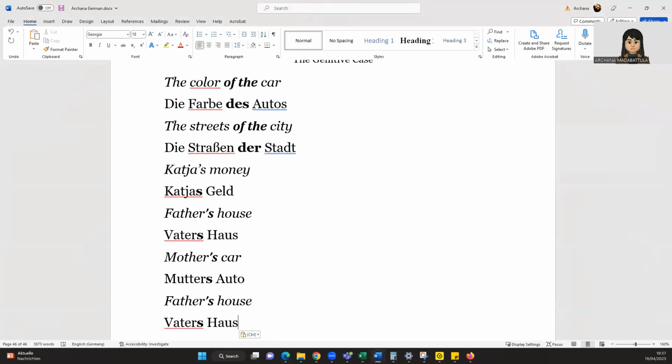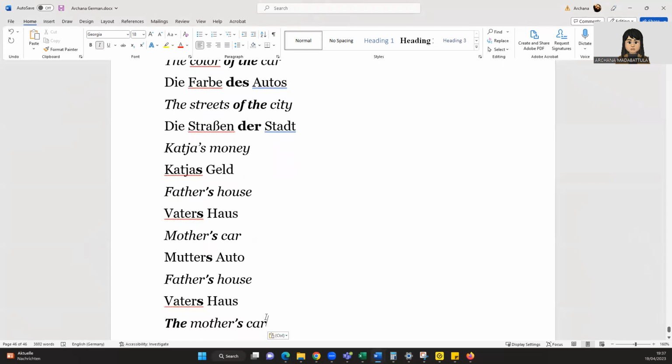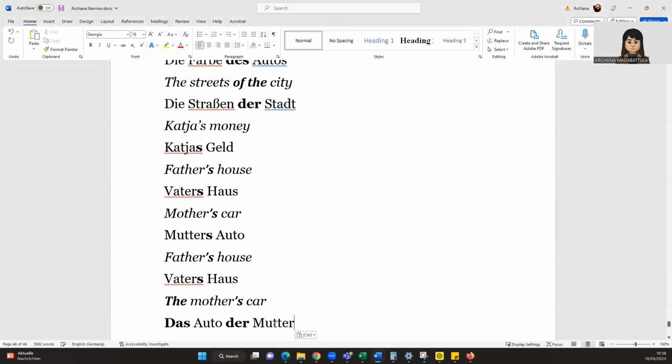Now, the mother's car. In German, how does it work when you say mother's car? We are talking about a noun belonging to its owner. So when we say it is the mother's car, it is das Auto der Mutter. Here we have a genitive case. Das Auto der Mutter.